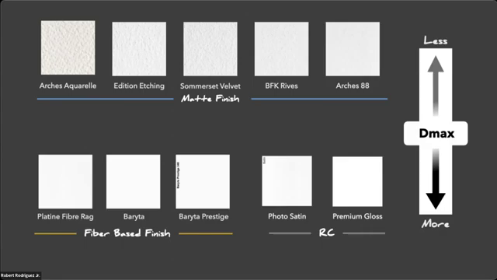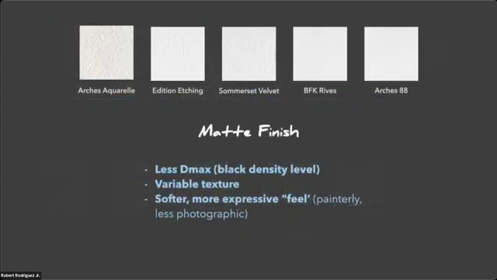And you'll see here that all matte papers in general have less Dmax. Non-matte papers have more Dmax. That really is pretty much true. Anything like Platine, Baryta Prestige, the RC papers like Photo Satin and Premium Gloss, they are all going to have the capability to produce more black. Matte papers, by definition, are not going to hold as much black. So you can really divide all the papers right there. All matte papers on one side, which is less Dmax, all non-matte papers on the other side, which is more Dmax.